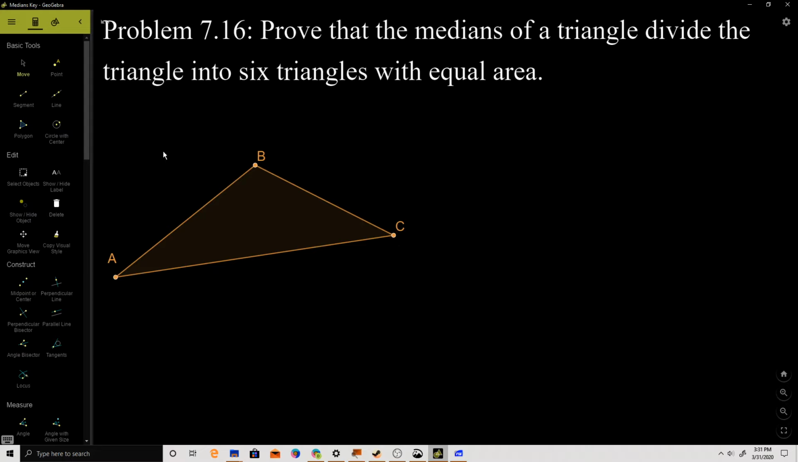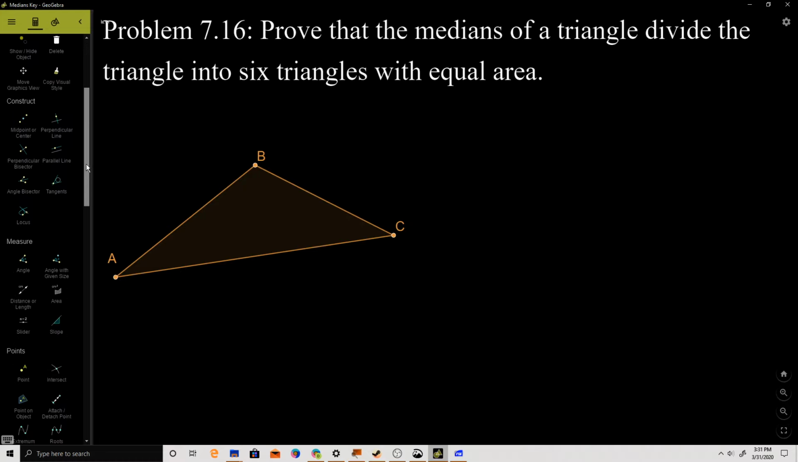Alright, now we need to draw the medians. That means we need to create midpoints on all the sides. Now, if you're on GeoGebra, you click this midpoint tool and click on each of the sides of your triangle. If you're using pencil and paper, you can just take a ruler and measure halfway across, and you'll find the same midpoints. So, our midpoint of AB is I, AC's midpoint is K, BC's midpoint is J.